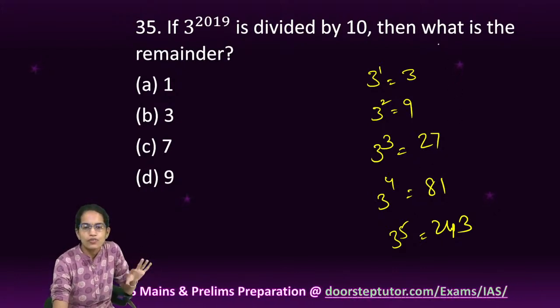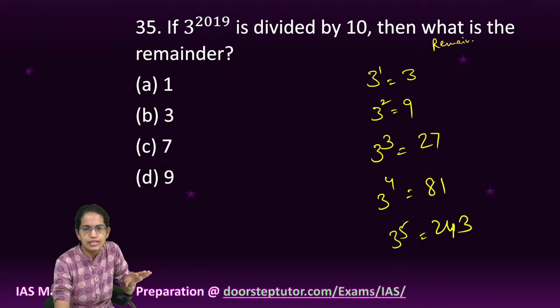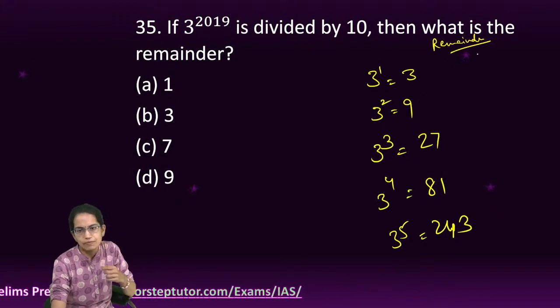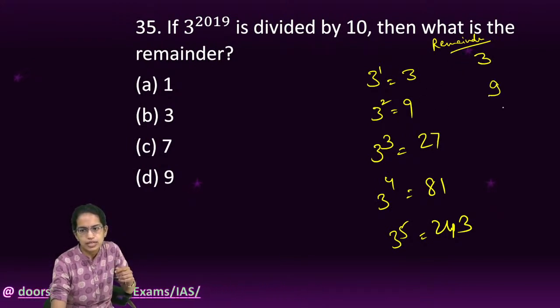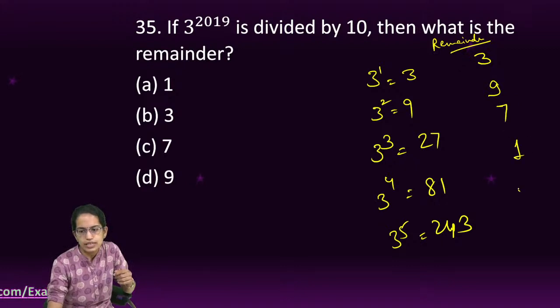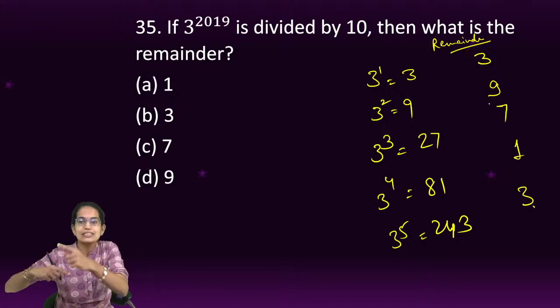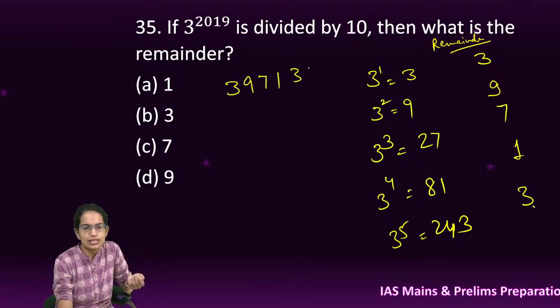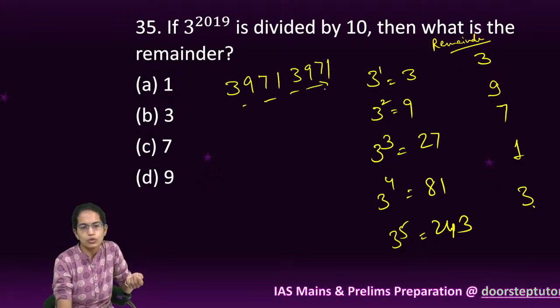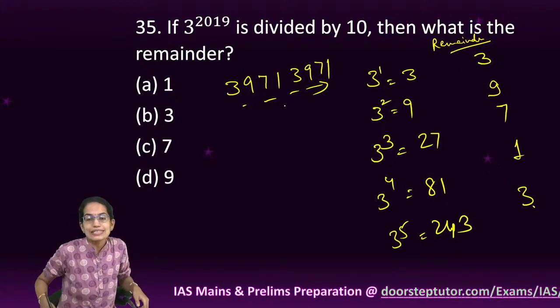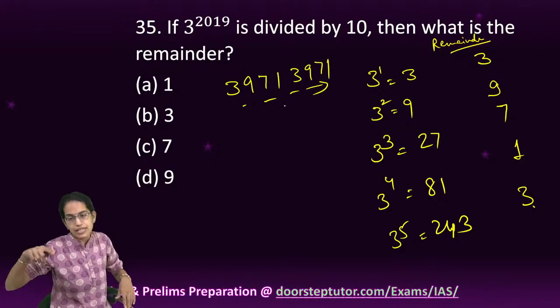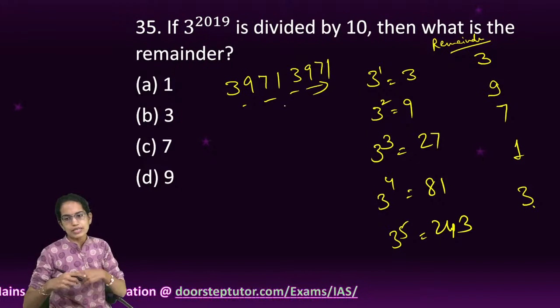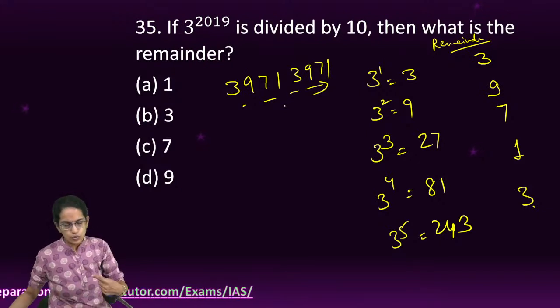Now how do we find the remainder here? The remainder is found by dividing each of these by 10. In this case 3 would be the remainder, 9 would be the remainder, 7, 1, then 3. That means the remainders repeat in the set 3, 9, 7, 1, 3, 9, 7, 1 and so on. We call this the cyclicity of remainders. With every rising power, the remainders would be 3, 9, 7, 1, 3, 9, 7, 1 and so on.